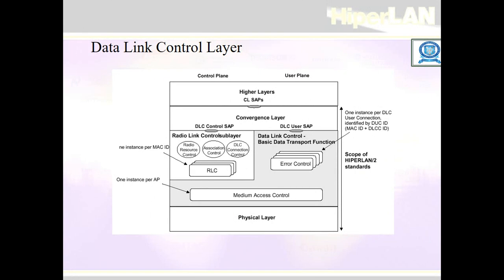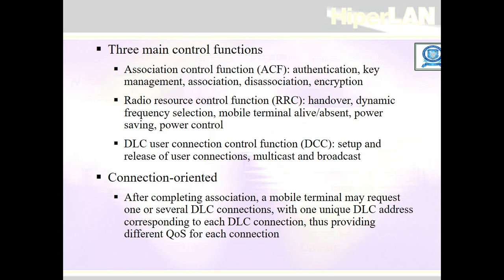This diagram shows the data link control layer. In the data link control layer we have three main control functions. First is the association control function, second is the radio resource control function, and third is the DLC connection control function. The association control function is used for authentication and key management. The radio resource control function is used for handover and dynamic frequency allocation, and the DLC connection control function is used for setup and release of user connections. This is all about Hyperlan.